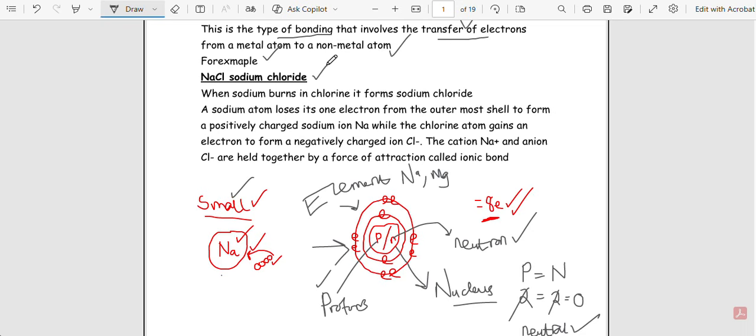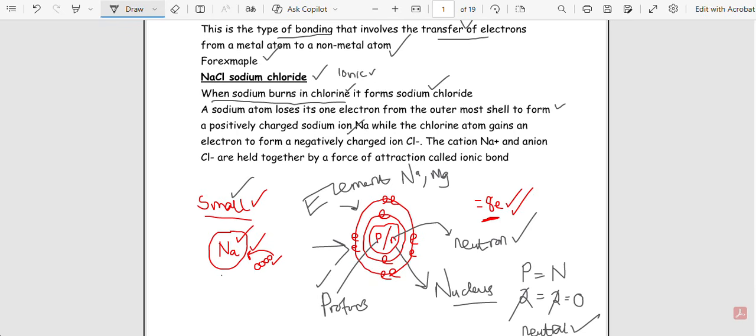Very well. So I said example. The example we gave here, we said sodium chloride. So sodium chloride is an example of an ionic compound. Why is it an example of an ionic compound? Let's read and see where it comes from. They are saying when sodium burns in chlorine, we form sodium chloride. But what really happens for us to form this sodium chloride? So this is the chemistry behind.